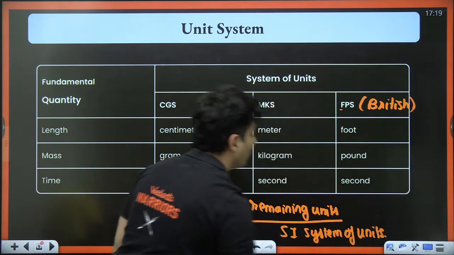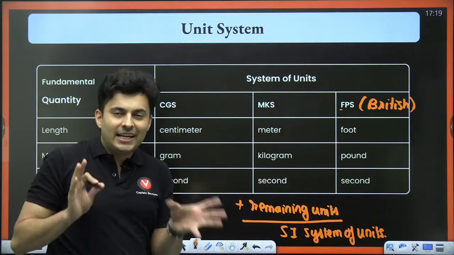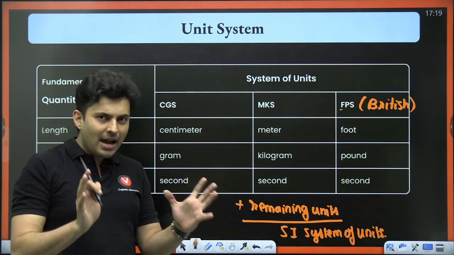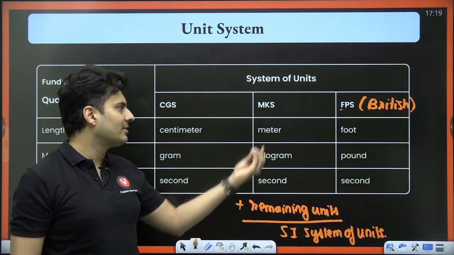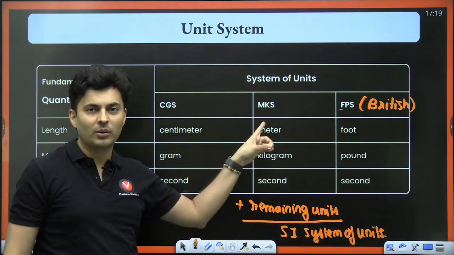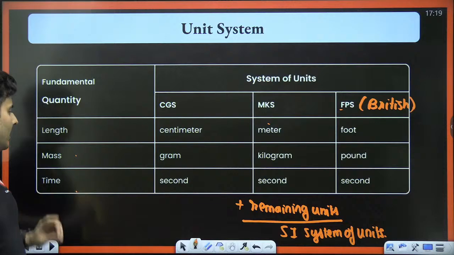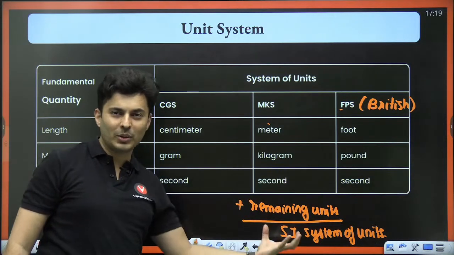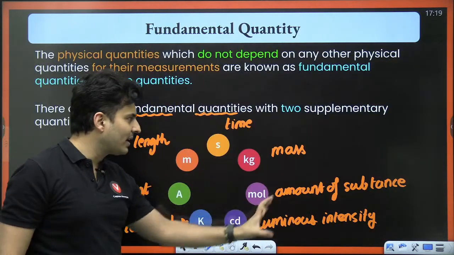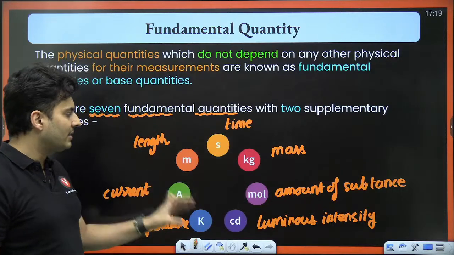Keep this in mind. A lot of people think SI and MKS are very similar. Yes, they are, but not exactly the same. MKS is only the 3 fundamental quantities, which are length, mass and time. But when you add those remaining units, which I am showing right over here, this becomes your SI system.